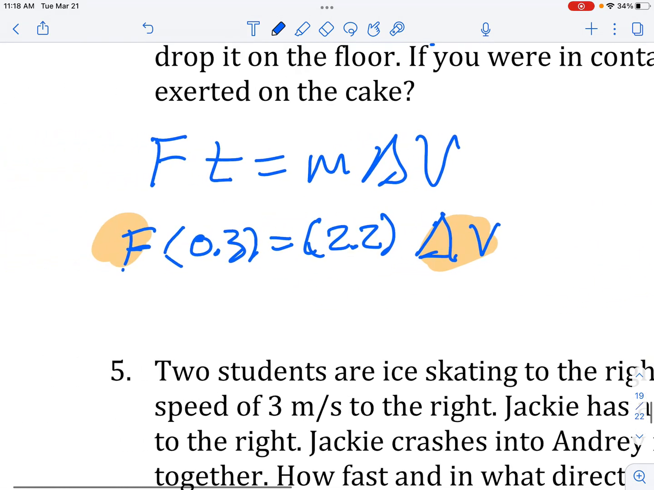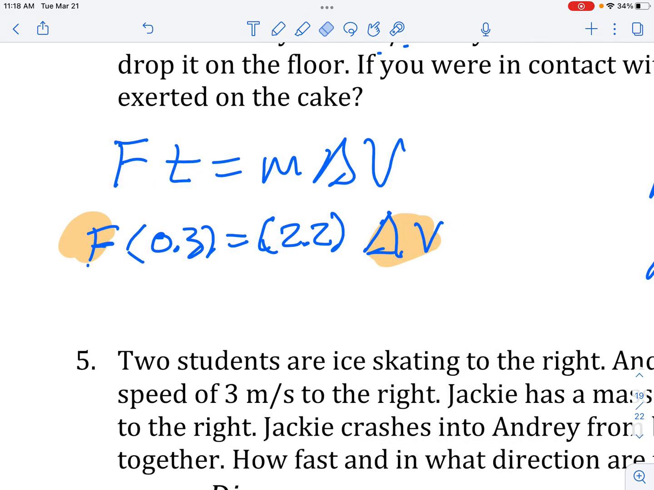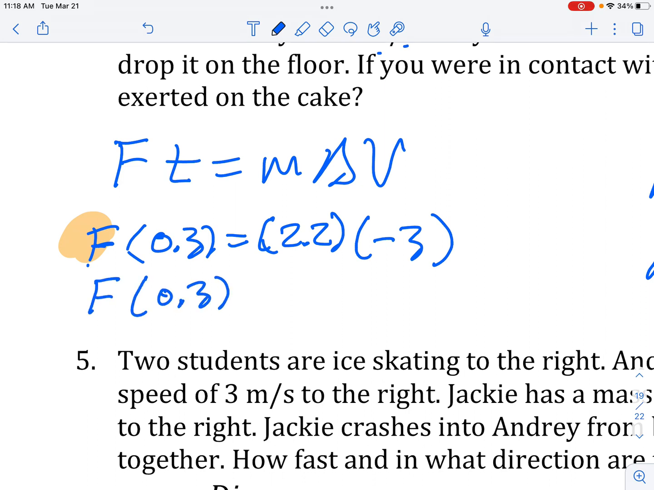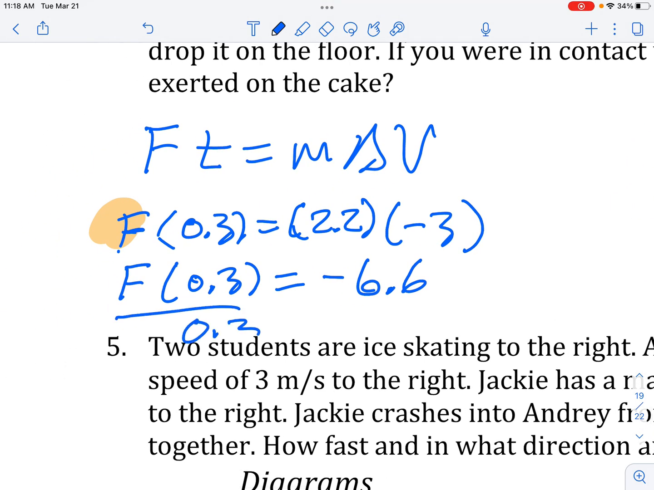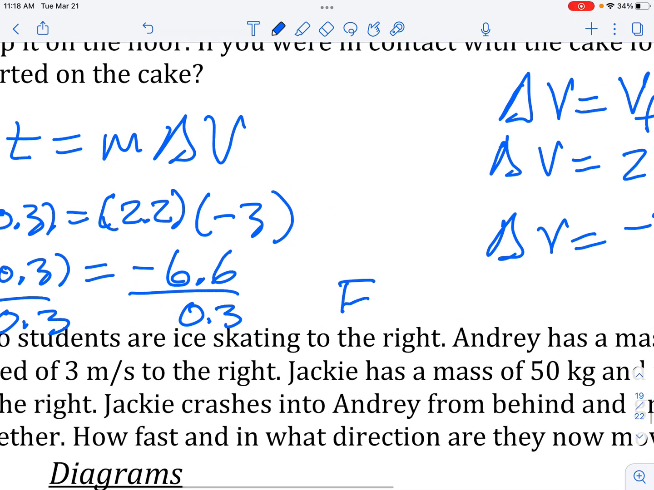Now we can plug that in over here. Times -3. And 2.2 times -3 is -6.6. So force times 0.3 equals -6.6. Then we'll divide both sides by 0.3, and we see that the force is -22 newtons.